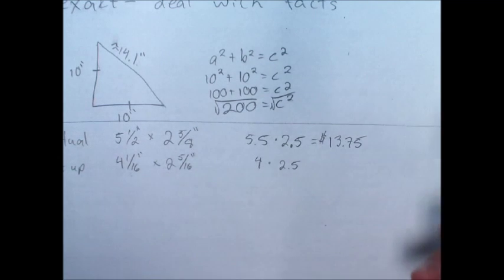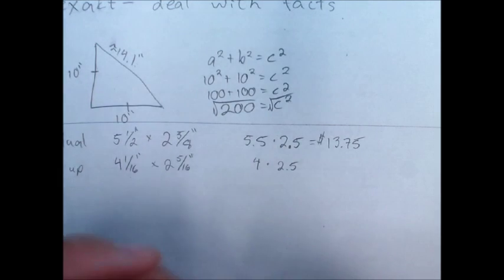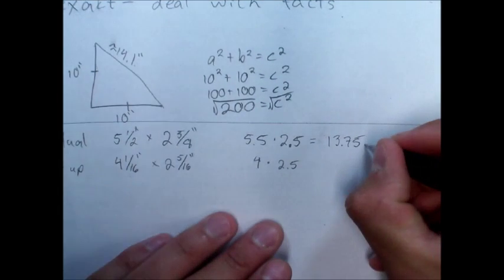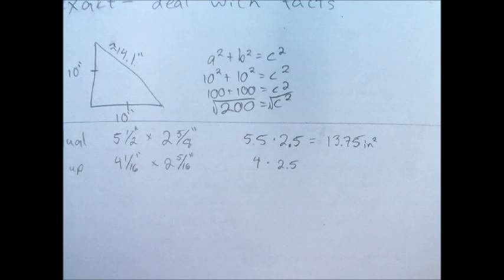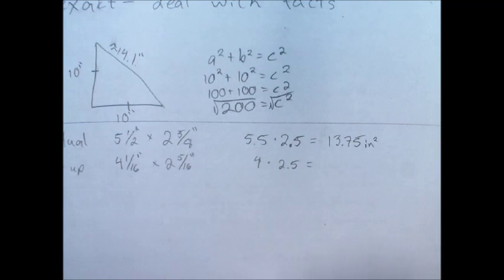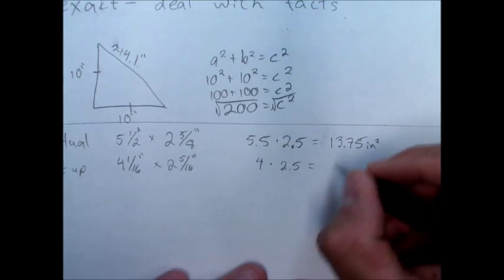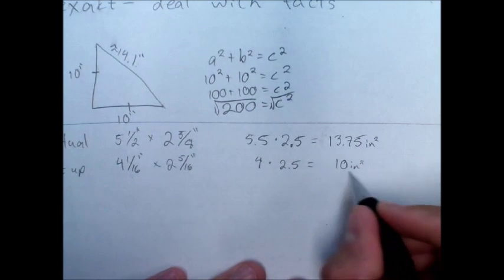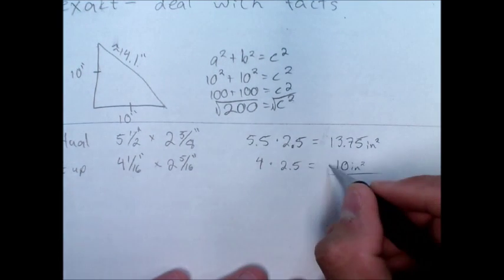So that's what I'm looking at. That's why I think about money, okay? So it's $13.75, but the real label, I always think about it in money, but the real label is inches squared, right? Inches squared. Now, 4 times 2.5, that one's a lot easier to do. It's 10, right? 10 inches squared.